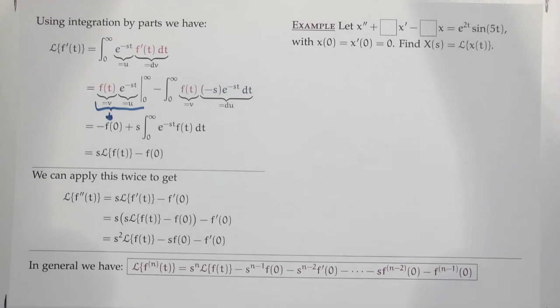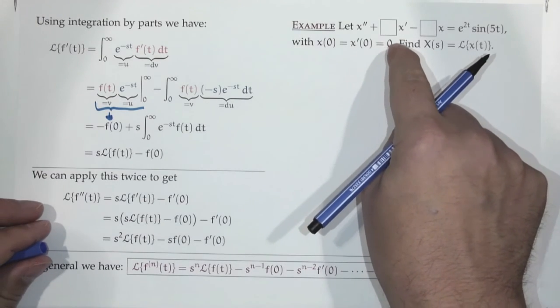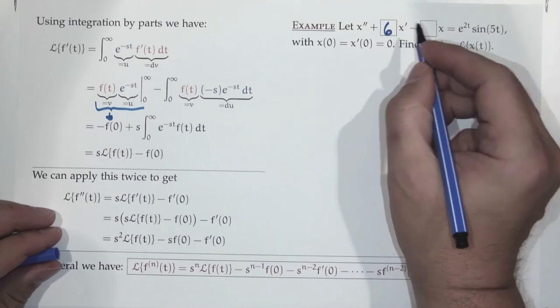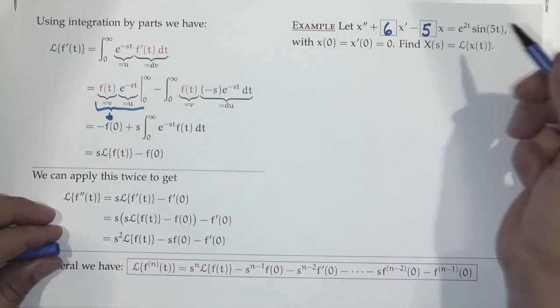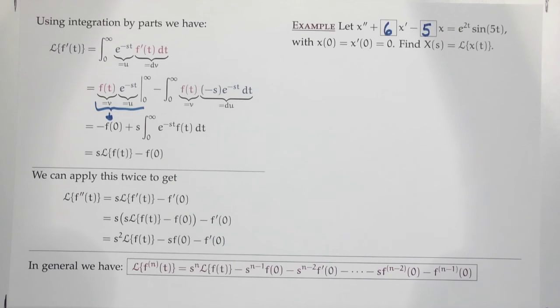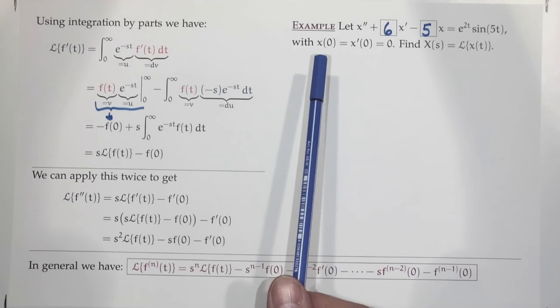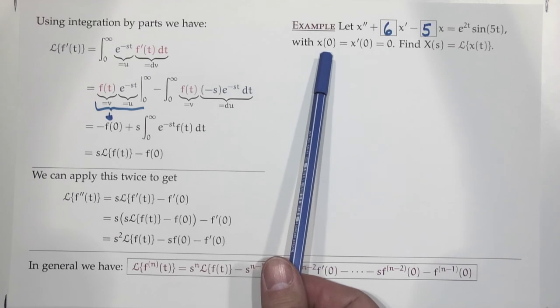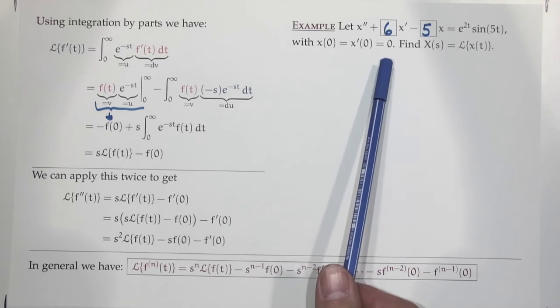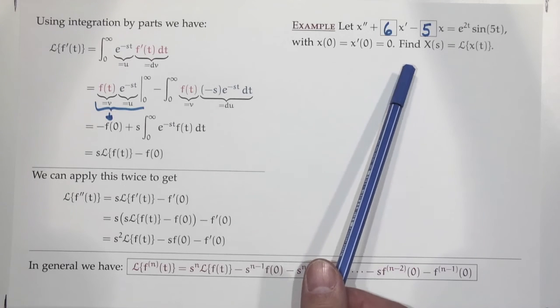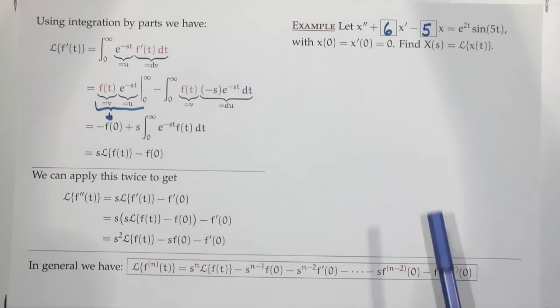All right, so let's do an example really quickly. Suppose we have x double prime, and I didn't write things down, so let's write something down. What number do you want here? Plus 6x prime minus 5x. We're not going to solve. Don't worry, we don't have to worry about crazy roots. Equals e to the 2t sine 5t. And we happen to know that our initial conditions, x of 0 and x prime of 0, are both 0. And the question is, find the Laplace transform of x.